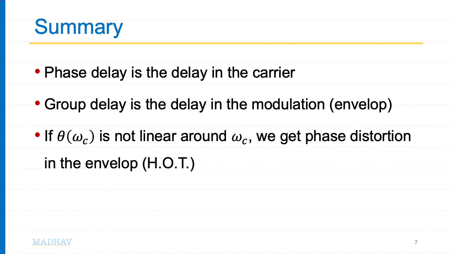And as we have discussed, we are assuming theta omega c is linear in that small locality. That locality depends on omega m, right? And if we assume that my phase response is linear in that small locality around omega c, then we get a linear group delay. But if it is not linear, then we will have higher order terms in the expansion and we get phase distortion. There will be double derivative, triple derivative, and they all get multiplied with omega c, or omega m, so there will be phase distortion.